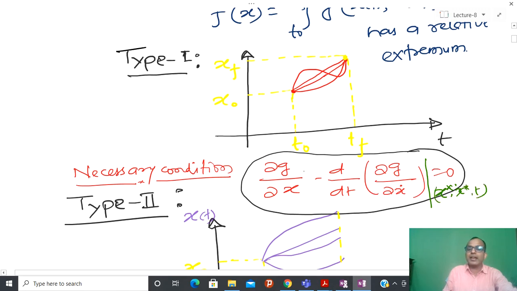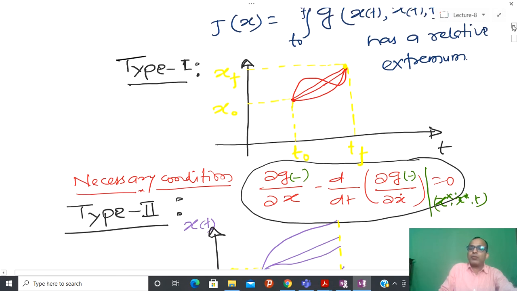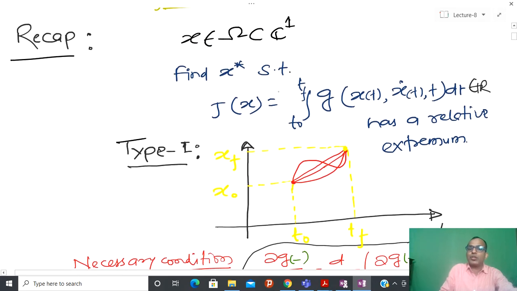I haven't specified it here, so I am intentionally assuming that this is present. By solving this Euler-Lagrange equation, it is possible to show that if a solution of this particular differential equation exists, then this particular function x star is going to minimize this particular functional.